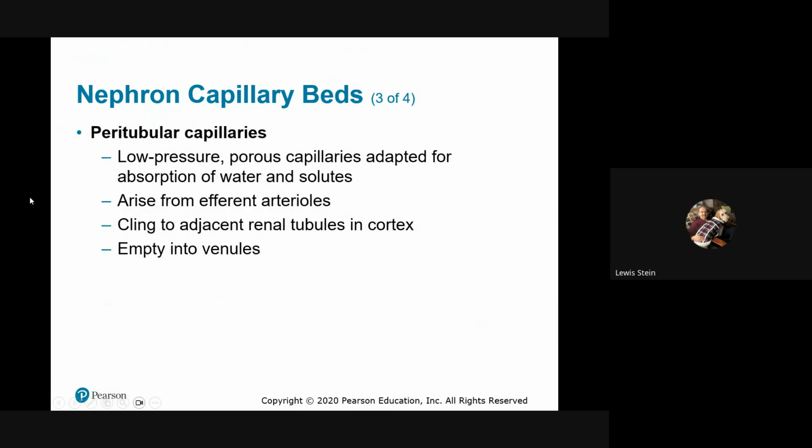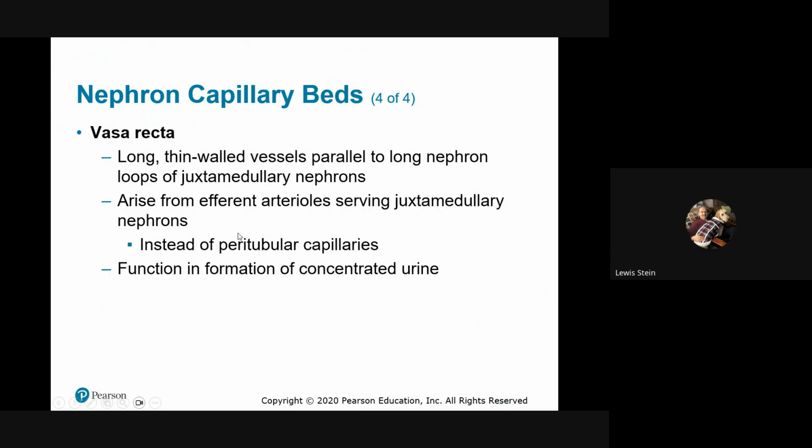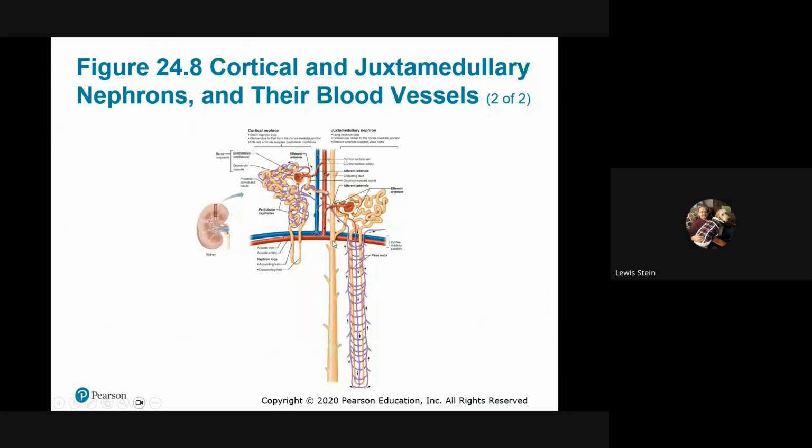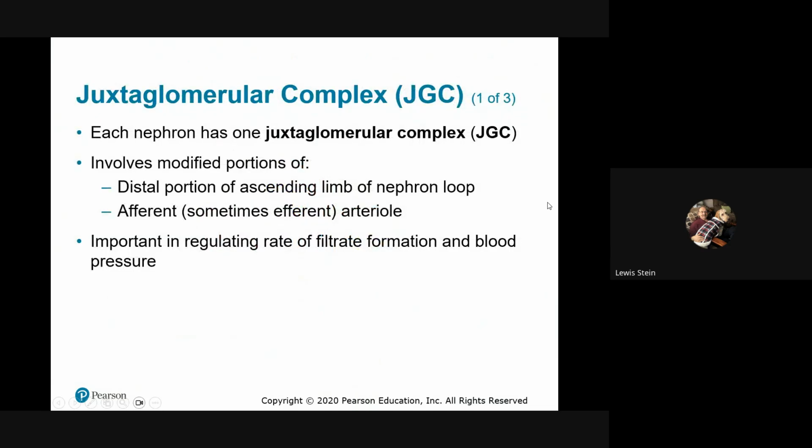The peritubular capillaries are very porous, water and solutes, okay, cling to all those tubules. The vasa recta parallel that long nephron loop. They really don't have the peritubular capillaries. They're all about constant flow. And you can see this is a great micrograph to show you what it looks like. Those are the glomeruli, those capillary beds. You can see wide afferent, narrow efferent. Very significant. And there's the same illustration. And that's where we're going to stop it.